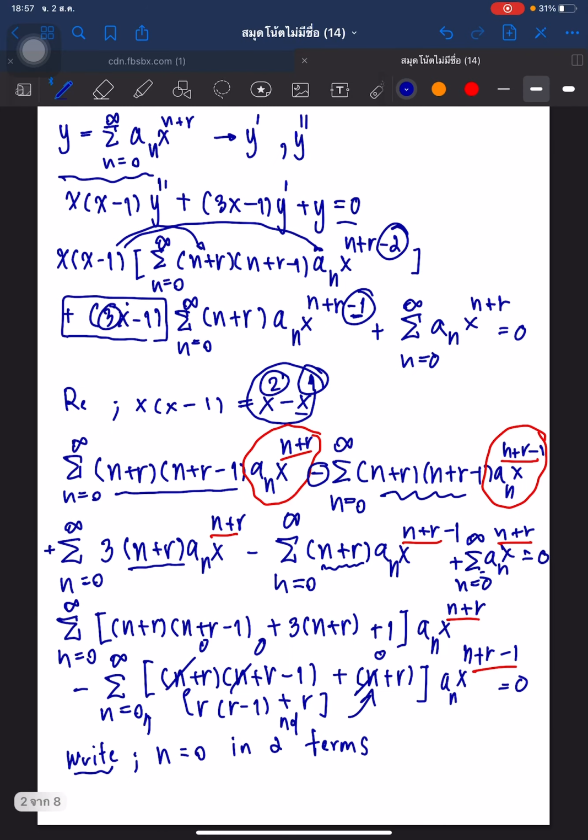Minus r in the small bracket plus r a0 x to the r plus r minus 1. Okay. And the last term is begin the sum at n equal 1 to the infinity of n plus r minus 1 plus n plus r a n x to the n plus r minus 1 equals 0.